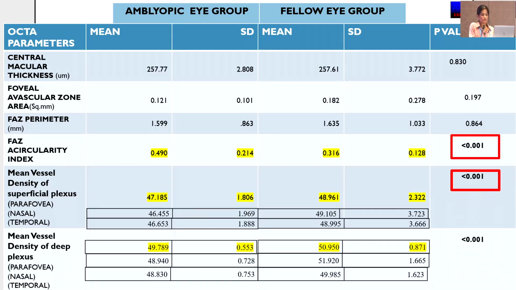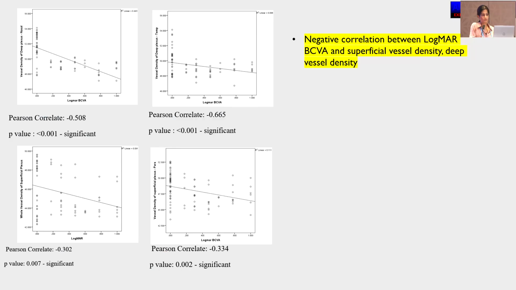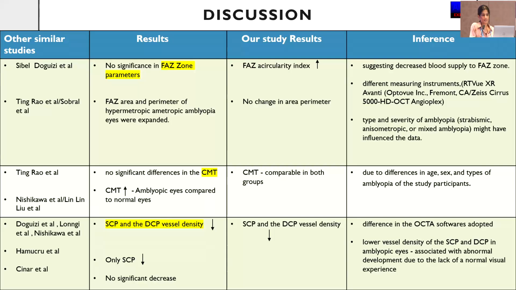Coming to the superficial plexus density, we found there is a significant difference, that is, there is a decrease in the amblyopic eye group when compared to the fellow eye group, and a similar picture was seen in deep plexus vessel density as well. And we found there is a negative correlation between logMAR BCVA and superficial vessel density and deep vessel density.